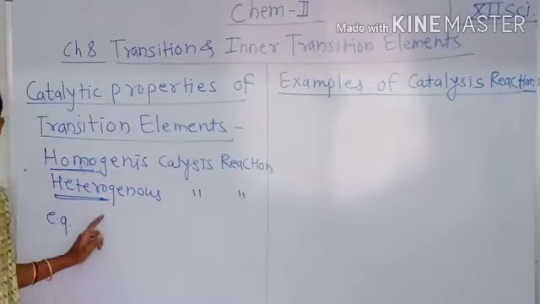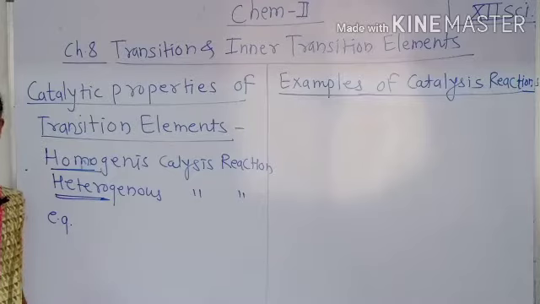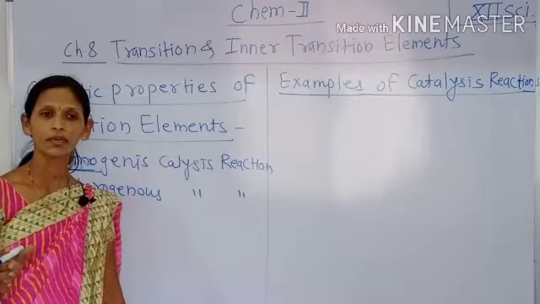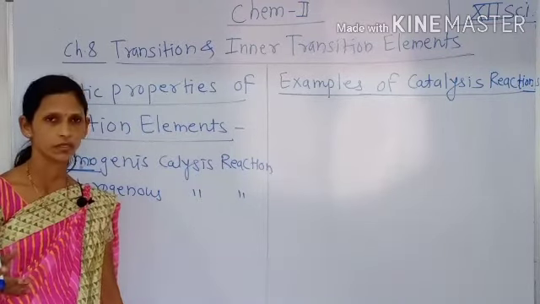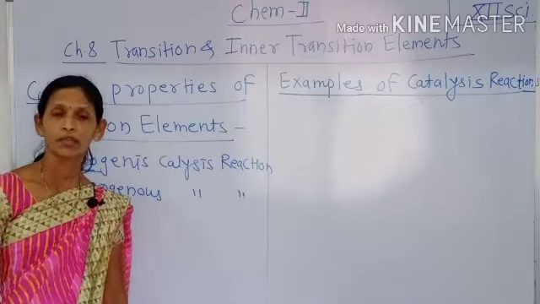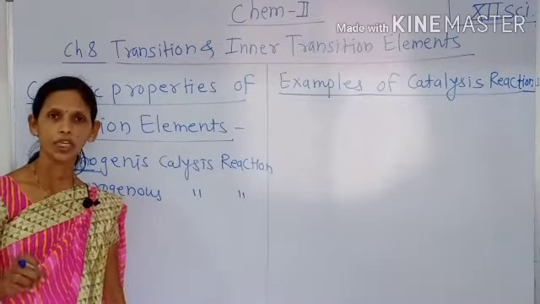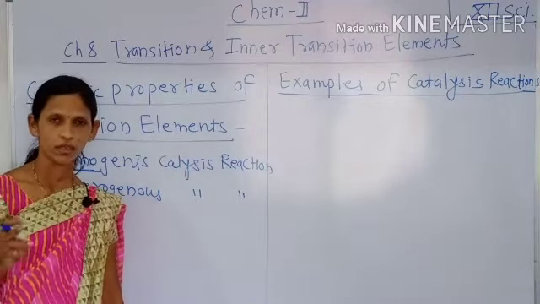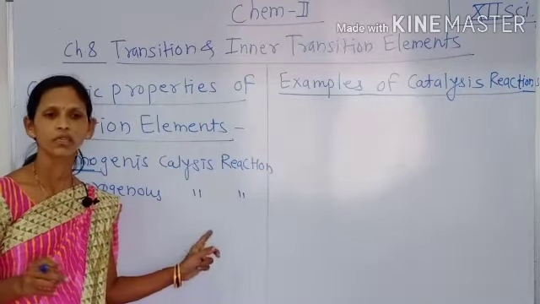These elements are used as catalysts in different types of reactions, and these catalysts are used to enhance the rate of the reactions, or a few of them act as promoters. All of you are aware that in the Haber process, that is ammonia formation from N2 and H2, there are promoters as well as catalysts, and these promoters and catalysts are from transition elements.